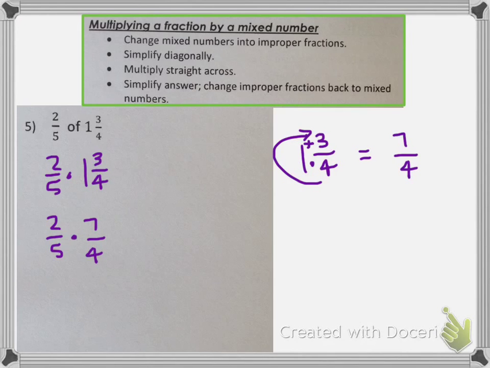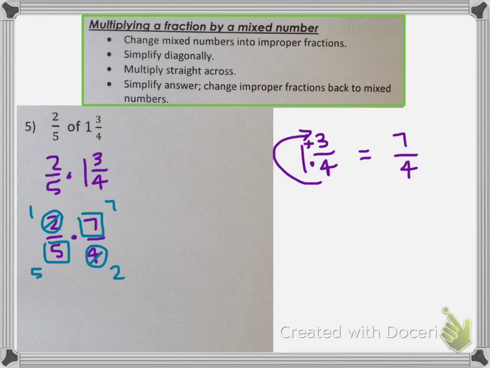We're going to look at our diagonal pairs. So I'm looking at these two numbers. Is there anything other than 1 that goes evenly into both 7 and 5? No. So I write those off to the side of the little boxes. And then I look at my other diagonal pair, 2 and 4. Is there anything other than 1 that goes evenly into both 2 and 4? Yes, 2 goes evenly into both. 2 divided by 2 is 1. 4 divided by 2 is 2.